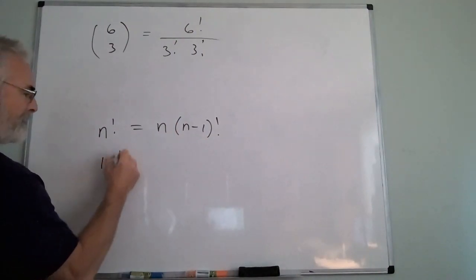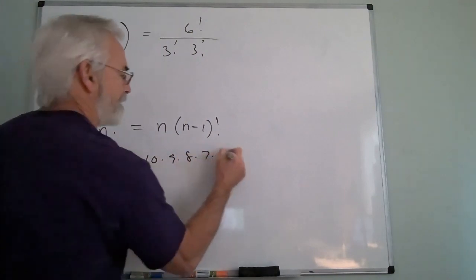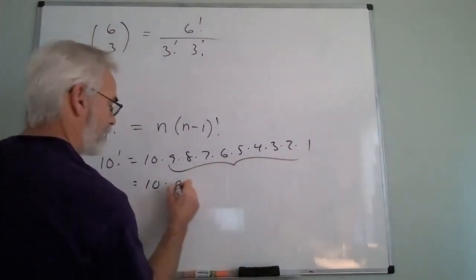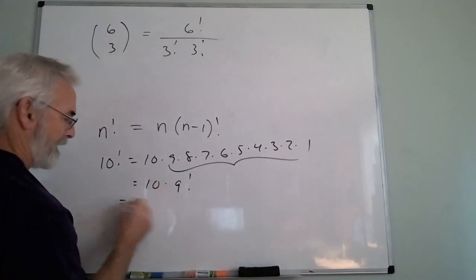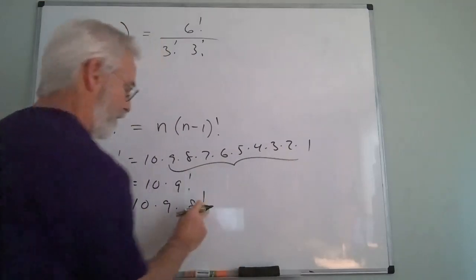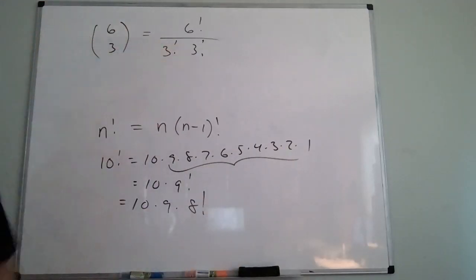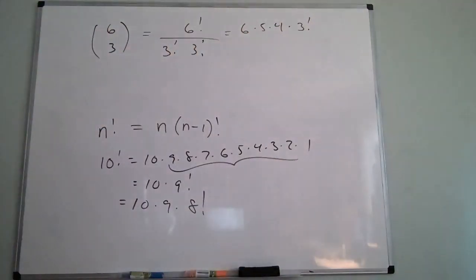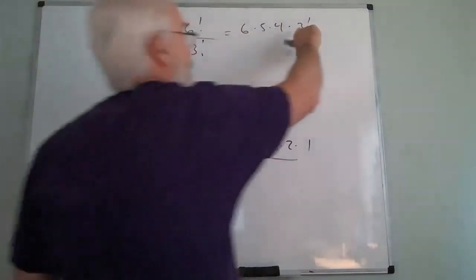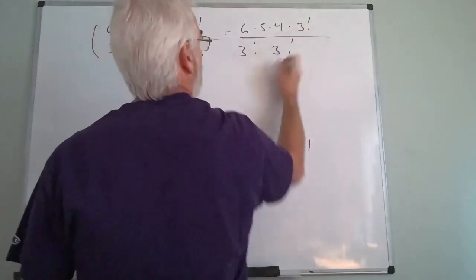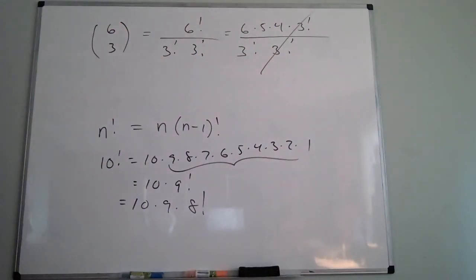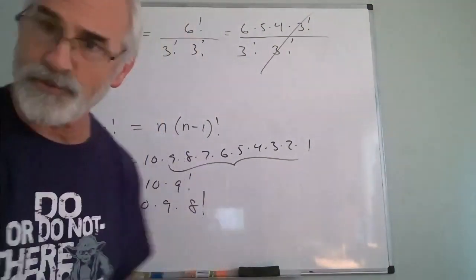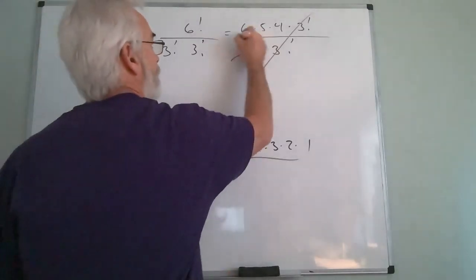Why? Because if 10! is 10 × 9 × 8 × 7 × 6 × 5 × 4 × 3 × 2 × 1, isn't that 10 × 9!? And isn't that 10 × 9 × 8! and so on and so on and so on? You can always manipulate a factorial by just representing the rest of the factorial, because 3, 2, 1. Now, why would I do such a crazy thing? Because then I could cancel, because remember, that's a product in the denominator. Okay, now 3!, that's 3 × 2 × 1. 3 × 2 × 1 is just 6.